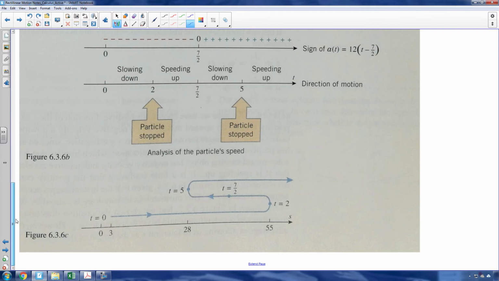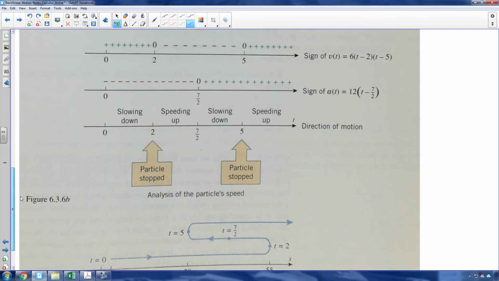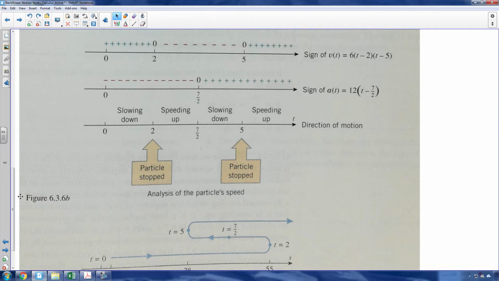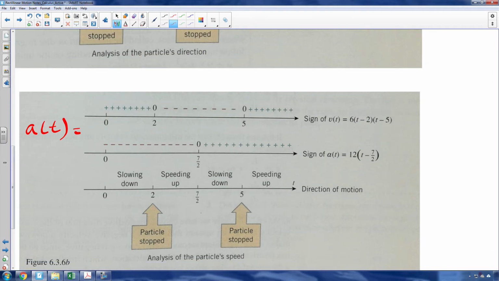That's seemingly what's happening. When is the particle stopped? At 2 and 5, because that's when the velocity is 0. How do we get the numbers? By setting to 0. So that's obviously when the particle is stopped. Now we're going to look at the acceleration, and then we're going to put it all together in a moment. So this is the velocity, and this is the acceleration line. Hold on a second. This is not it yet. Interesting. Okay, here we go.